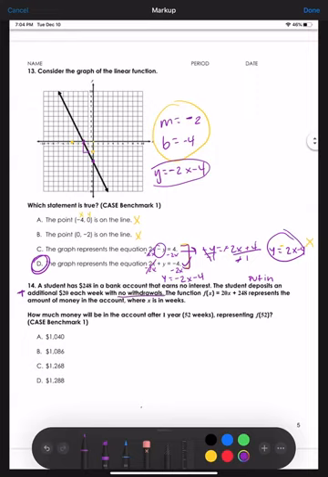The function f of x, remember that can just mean y, equals 20x plus 248 represents the amount of money in the account where x is in weeks. How much money will be in the account after 1 year, which is 52 weeks, representing f of 52? This is a whole lot of information, but when you see f of x, what this means is that you're going to plug in 52 for x.